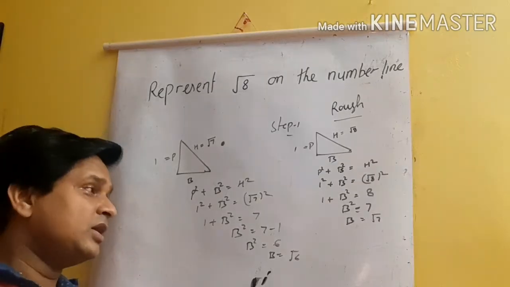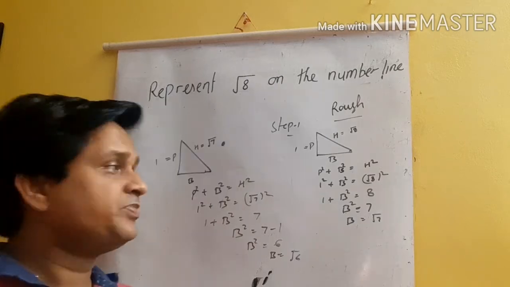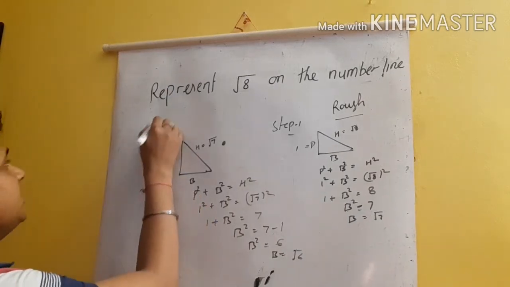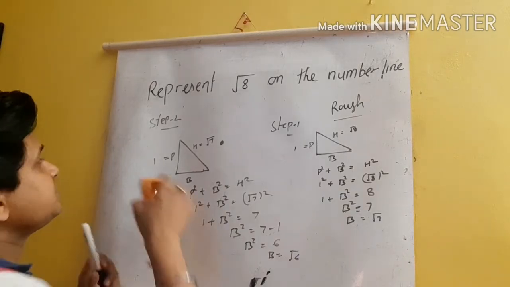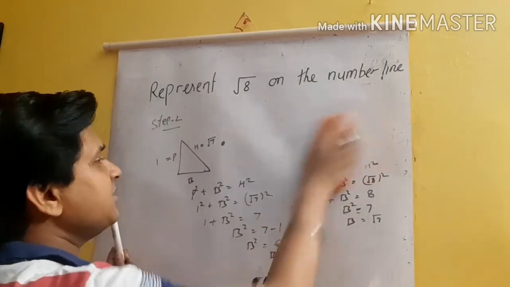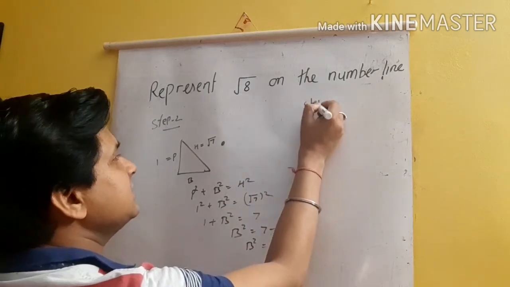Okay? Now we will reach the key point. In the key point we had root 5. Now this is step number 2. Now step number 3. I am rubbing this. Step number 3.